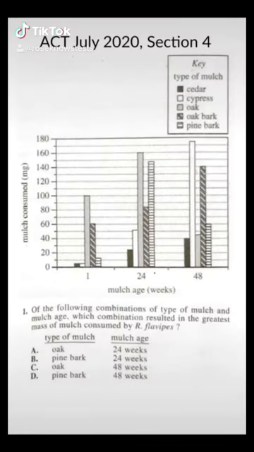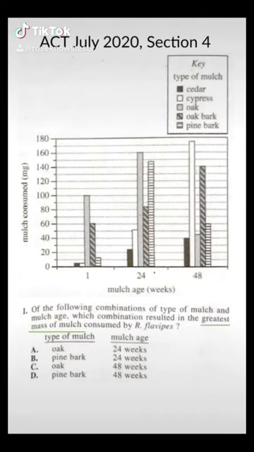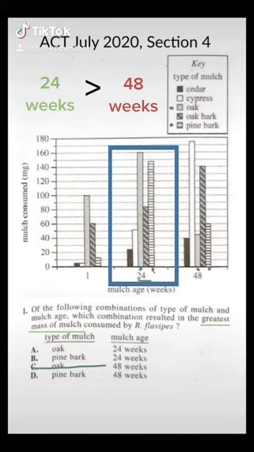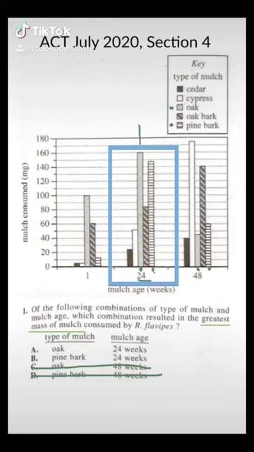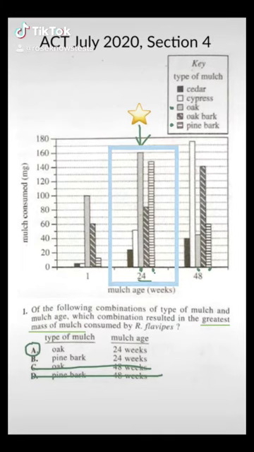Simplify this problem by tackling one column at a time. The problem is asking for the greatest mass of mulch. First, look at the key and mark the relevant points on the graph, oak and pine bark. Those types are always higher at 24 weeks, so we can eliminate 48 weeks. At 24 weeks, oak is always higher, so the correct answer is A.